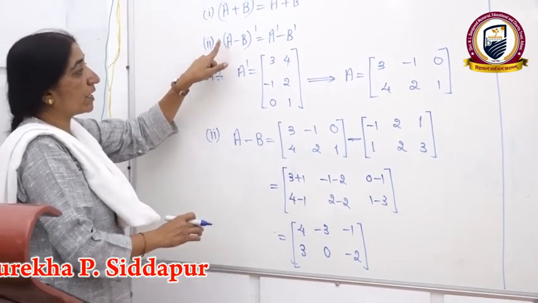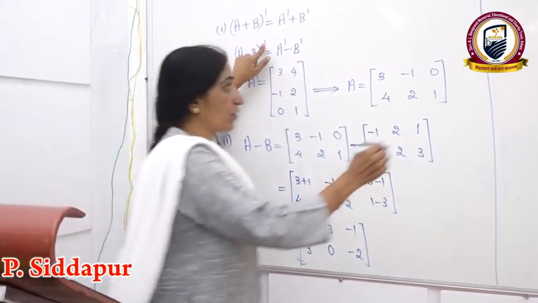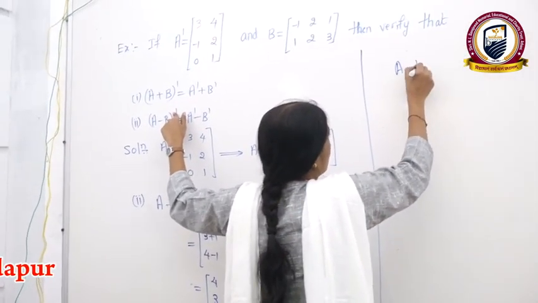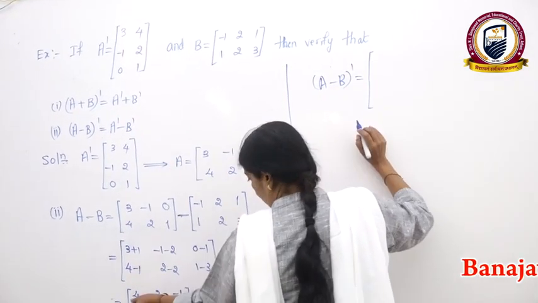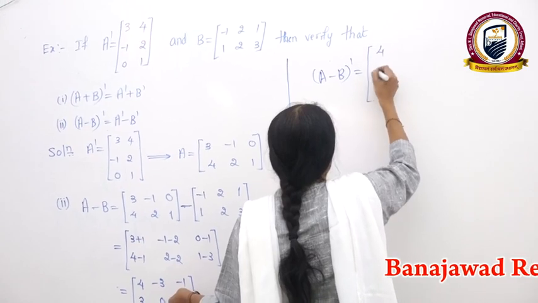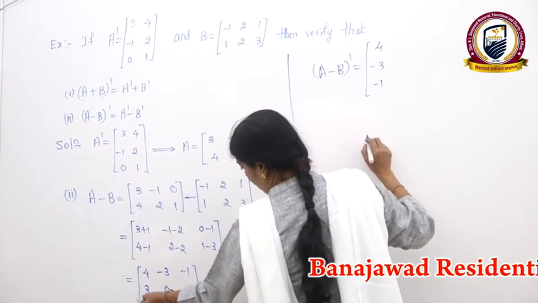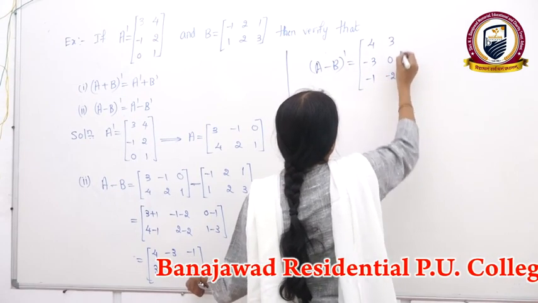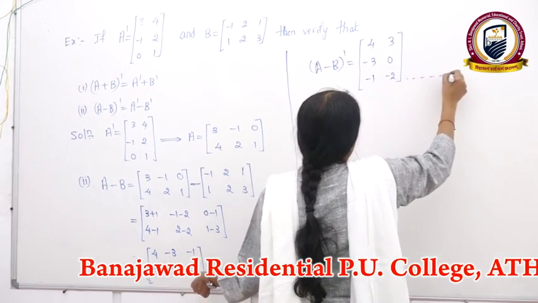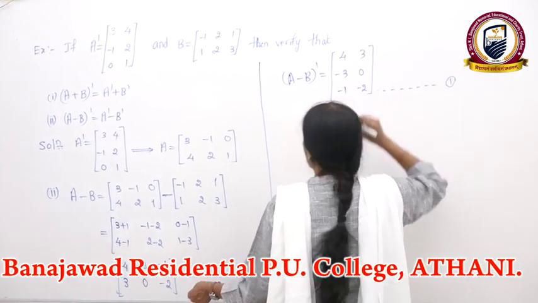But what we require is (A minus B) whole transpose. Write on that. Row changes to column, column changes to row. First row is like this: 4, minus 3, minus 1. Second row: 3, 0, minus 2. Now let us call this equation 1.